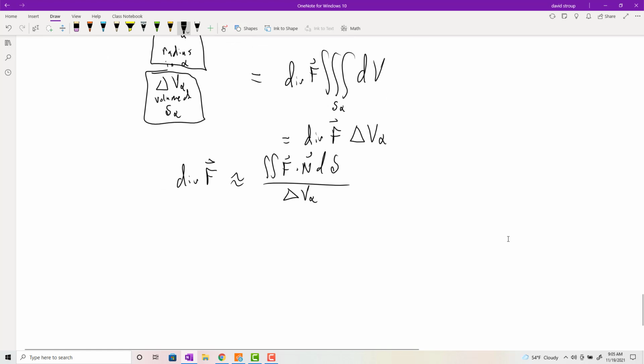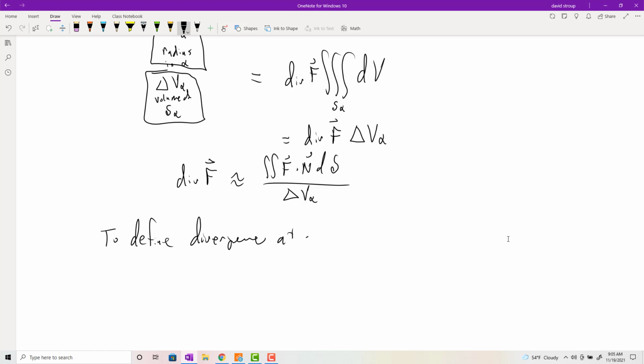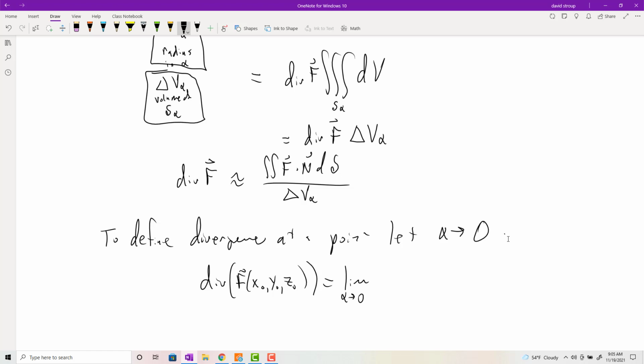So what you're thinking is the divergence is kind of a measure of stuff flowing into or flowing out of a point, and you'll have sources or sinks. So a source is where everything's going out of the point. A sink is when everything's going into the point. To define the divergence, then you just let the radius of the sphere go to 0. And that gives you the physical interpretation of divergence.